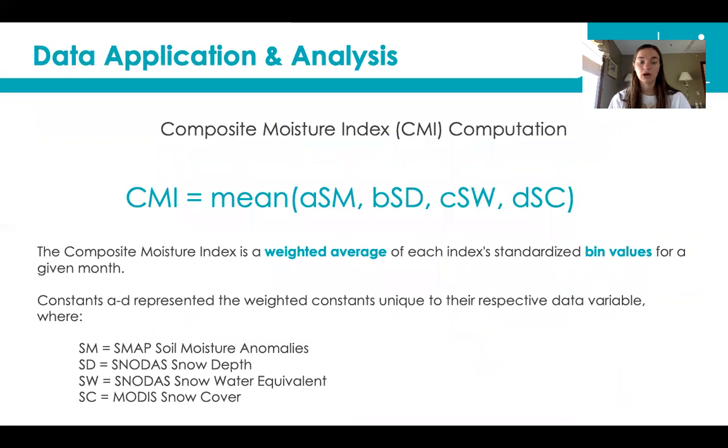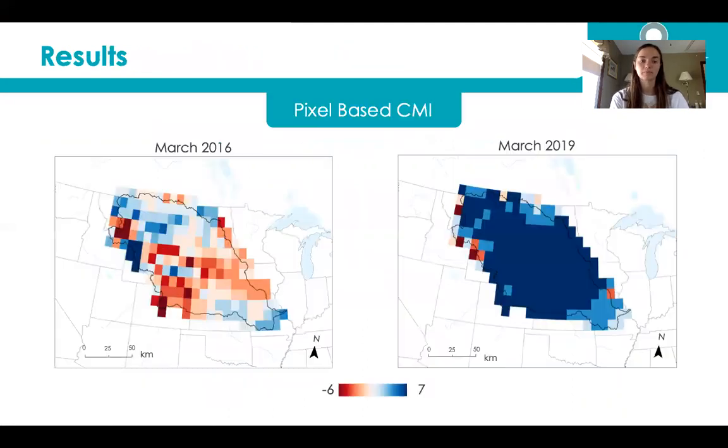So our CMI was a mean of each of these data sets. Our CMI allowed for weighting each of these data sets a little differently, but we did not get to that step during this term, so each data set was weighted similarly.